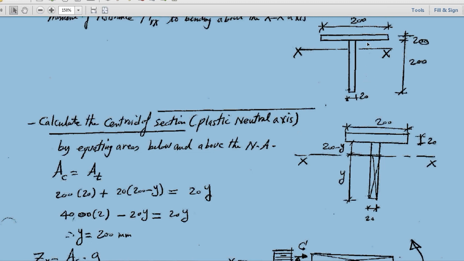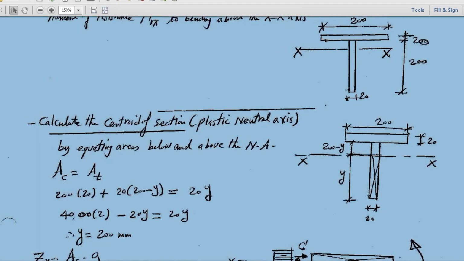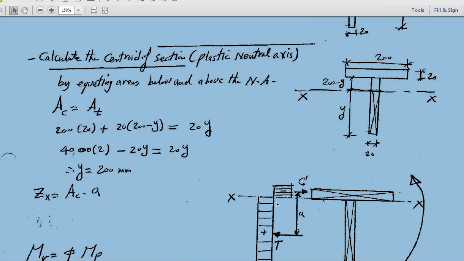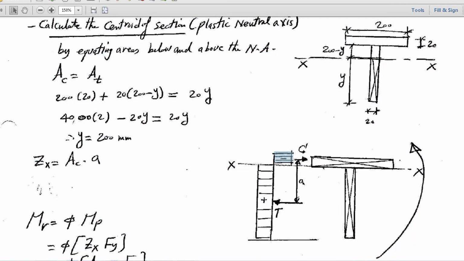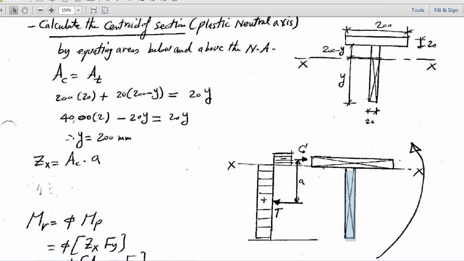But the depth of the web is 200 here. This means that the neutral axis will be exactly at the bottom of the flange, something like this. So if the neutral axis is at the bottom of the flange, whatever is over the neutral axis will be in compression, whatever is under the neutral axis will be in tension. So basically, what is the corresponding resisting moment? I can concentrate the stress in a force in the top flange, so it will be C. Concentrate the bottom stress in tension in the web here to be T, and the moment will be C times a, or you can take the moment of C and T about the neutral axis.